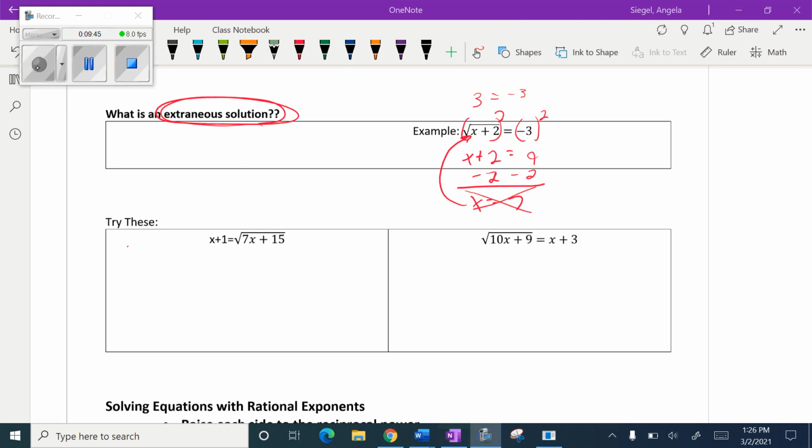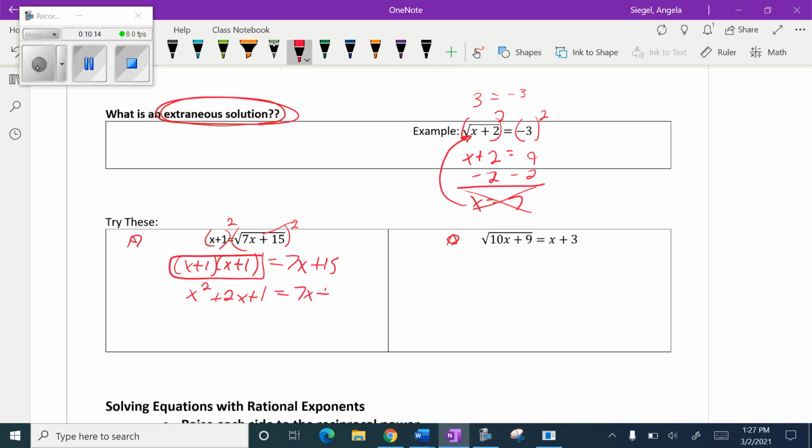Okay, so these problems, we've been doing problems like this. This is nothing new, but these are kind of yuckier. So I know that I need to square both sides to get rid of the square root. So this side becomes nice. But this side, when I square it, I end up with x plus 1 times x plus 1. And this is 7x plus 15. So I'm going to have to multiply these together. And when you do that, you should get x squared plus 2x plus 1 equals 7x plus 15.